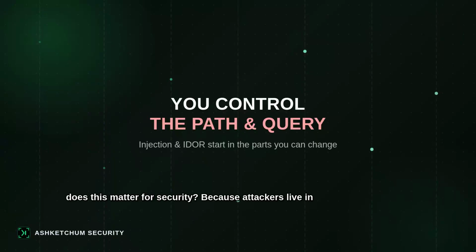Why does this matter for security? Because attackers live in these parts. That path, that query string, those are values you control, and if the server trusts them blindly, that's where injection, IDOR, and a dozen other bugs begin. Reading a URL like a map is your first real hacking skill.